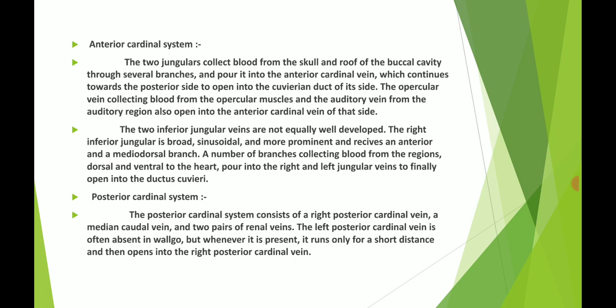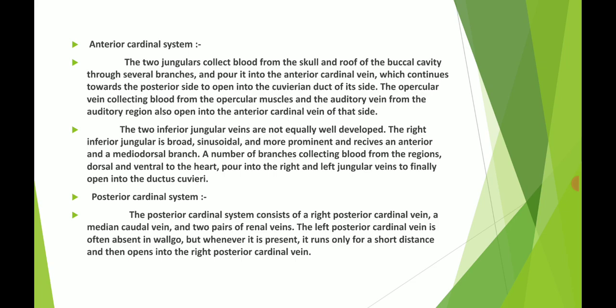Here is the anterior cardinal system, which consists of the jugular veins, both internal as well as external. The two inferior jugular veins are not equally well developed. The right inferior jugular is broad, sinusoidal and more prominent, and receives an anterior and a mediodorsal branch. There are a number of branches collecting blood from the regions dorsal and ventral to the heart. It pours into the right and left jugular veins to finally open into the ductus Cuvieri.